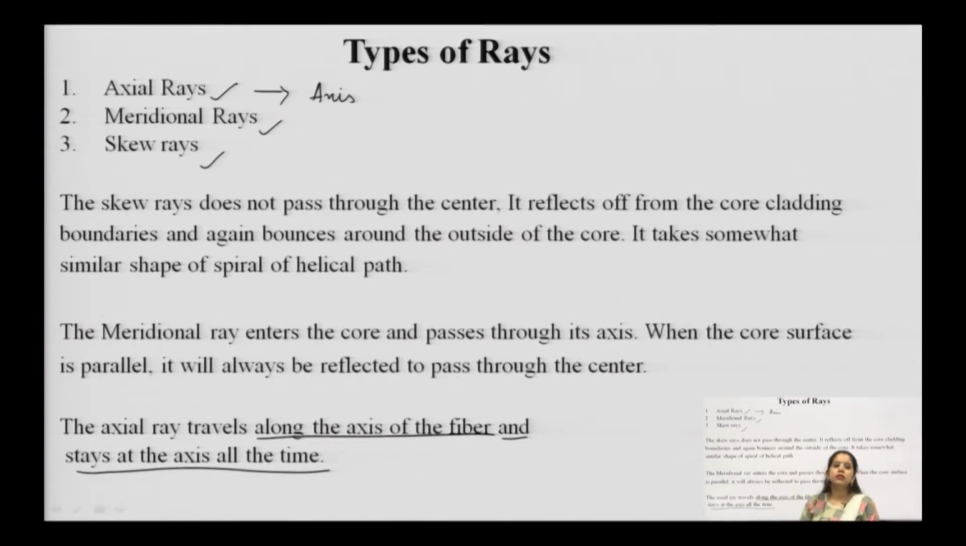Now comes the second one, that is the meridional rays. Till now, whatever we have studied in the previous lectures of optical communication, where we calculated the numerical aperture, acceptance angle, etc., we were basically discussing meridional rays. The meridional ray enters the core and passes through its axis. What is the difference between the axial and the meridional rays? The axial ray travels parallel to the axis of the fiber, but the meridional ray passes through the axis of the fiber. So, there is a difference.